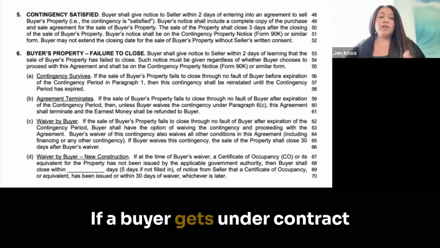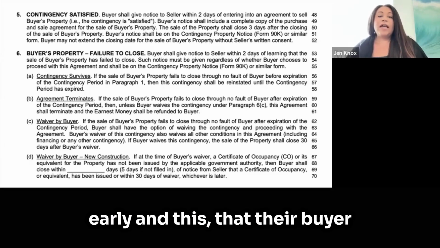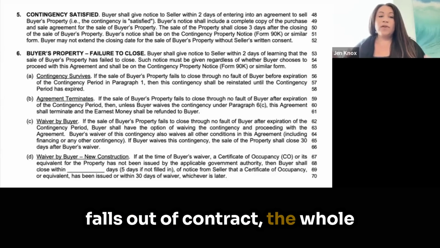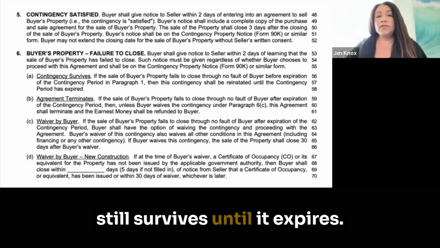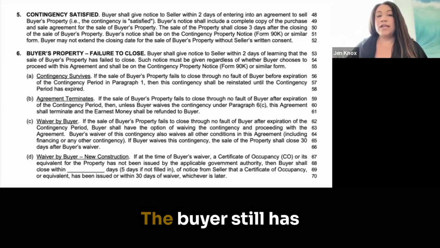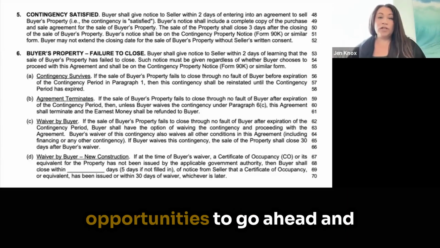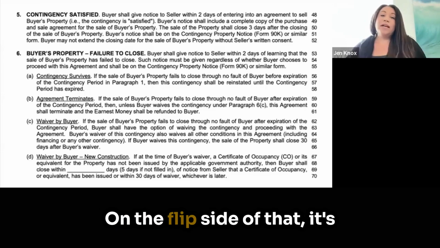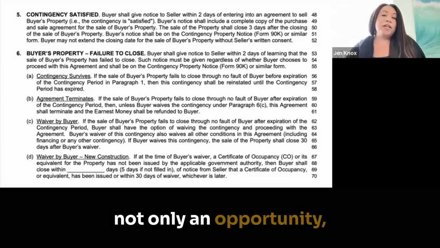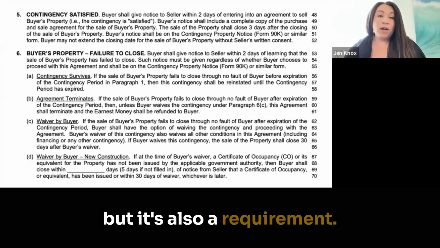If a buyer gets under contract early and their buyer falls out of contract, the whole timeline of this contingency still survives until it expires. The buyer still has opportunities to go ahead and try to sell it to another buyer. On the flip side of that, it's not only an opportunity, but it's also a requirement.